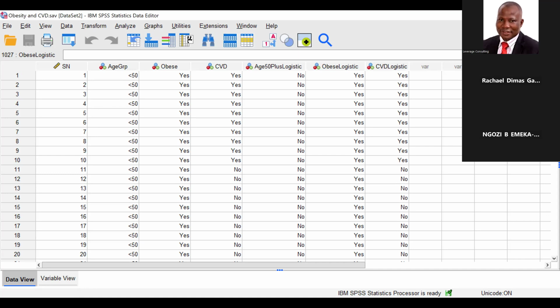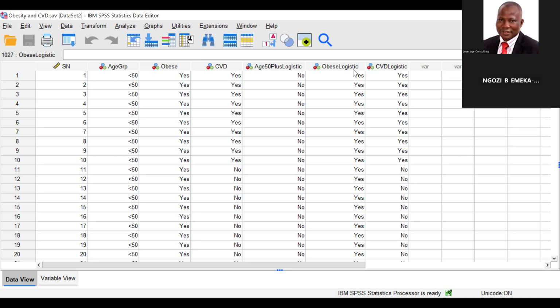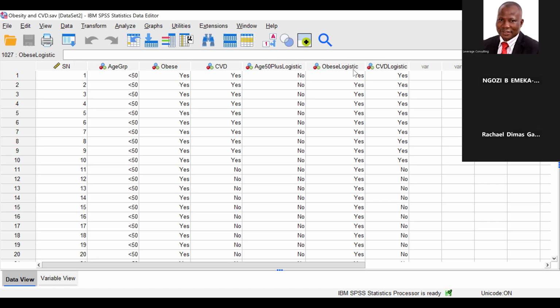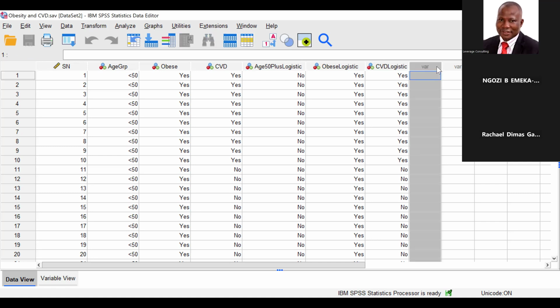The way we enter it for logistic: if you want to calculate the odds ratio by cross tabulation, you have to enter it as 1, 2. That is, yes is 1, no is 2. But if you want to run a logistic regression, yes is 1, no is 0. Can you see now? So you have to prepare it. That's why I have obesity logistic and CVD logistic. That's what I want to do now.